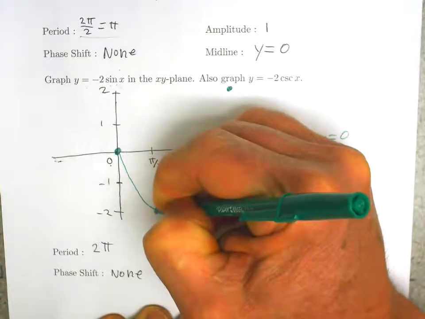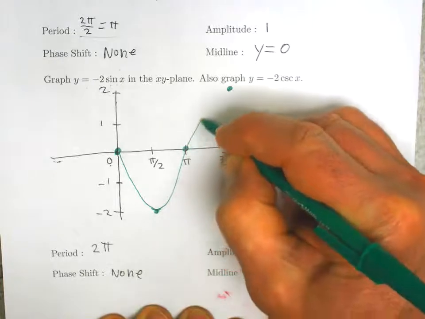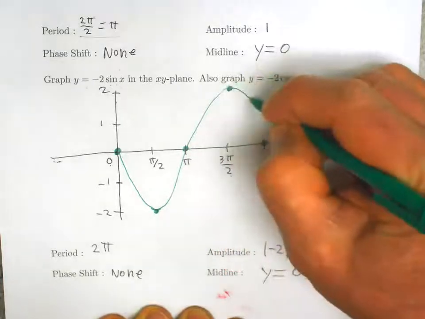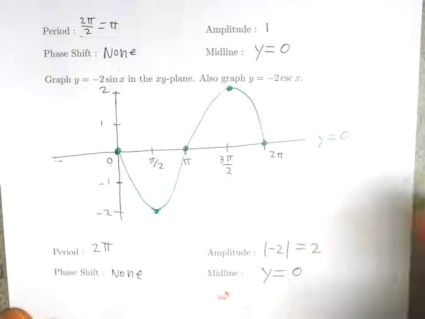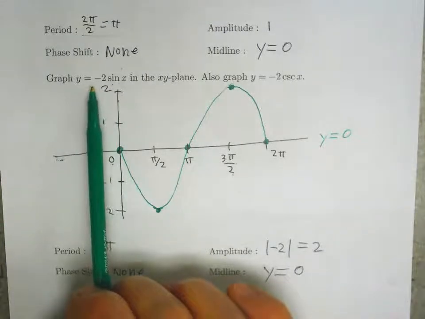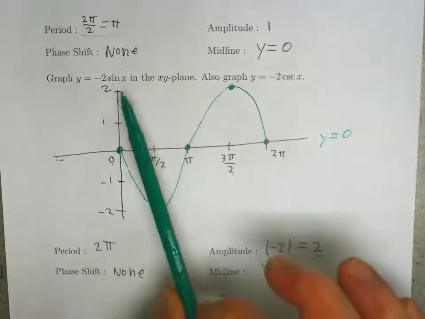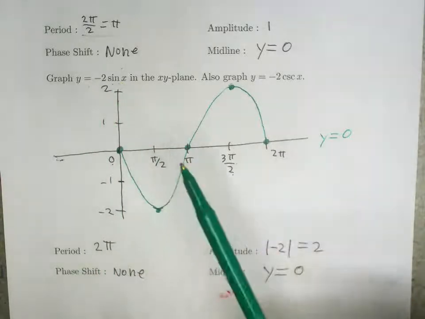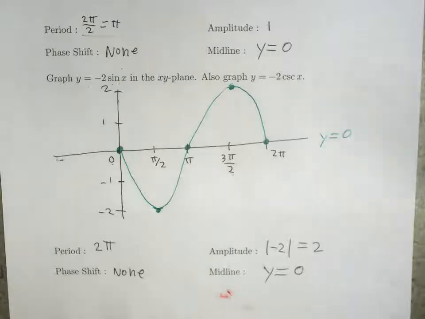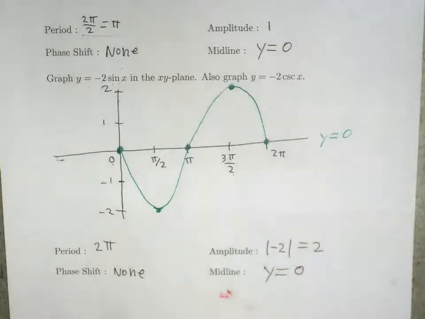Okay, so this time we have the sine curve that looks something like this. So remember from algebra, this negative 2 in front of sine of x, the negative 2 sine of x reflects the graph across the x-axis.